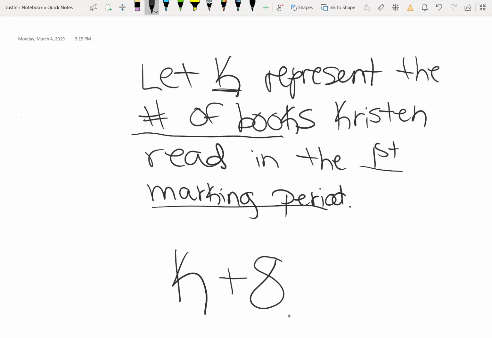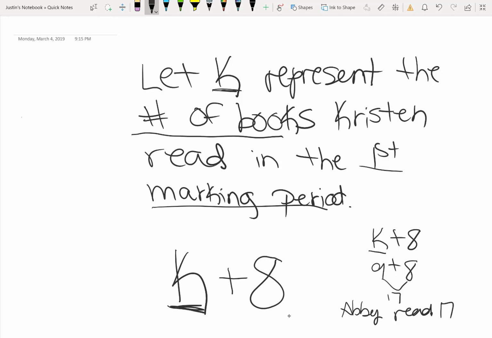All right, then it says Kristen read 9 books in the first marking period. So now we have the number for the variable K. So now we'll have for the show your work and evaluate. Okay, we had K plus 8. All right, then it told us that K represented 9. So now it's 9 plus 8. 9 plus 8 is 17. So that means that Abby read 17 books in the first marking period.